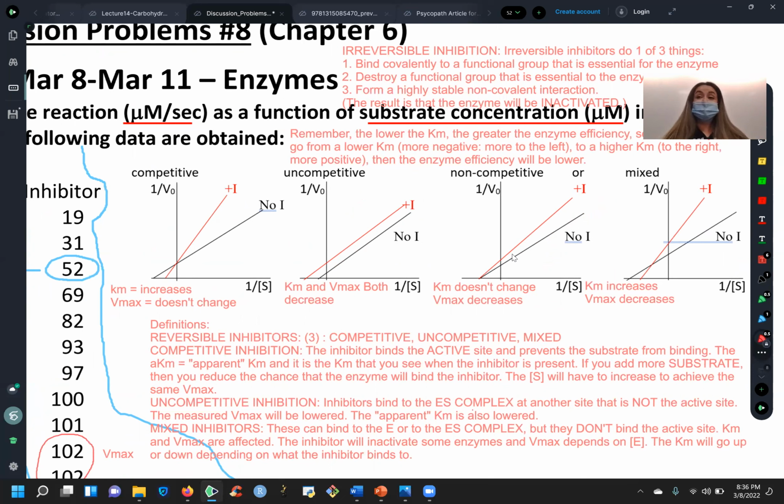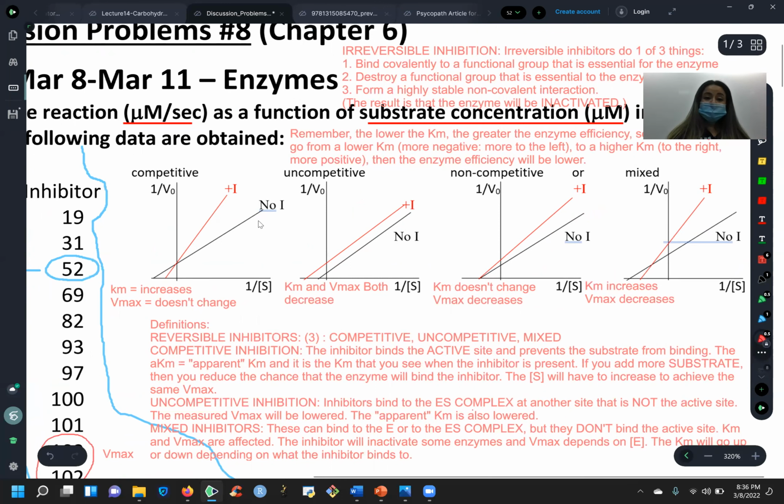Basically, you're using inhibitors. There's 4 different types of inhibitors that you can use to block your enzyme. And so you have to learn when you add this kind of inhibitor, what does it do to the Vmax and to the Km?